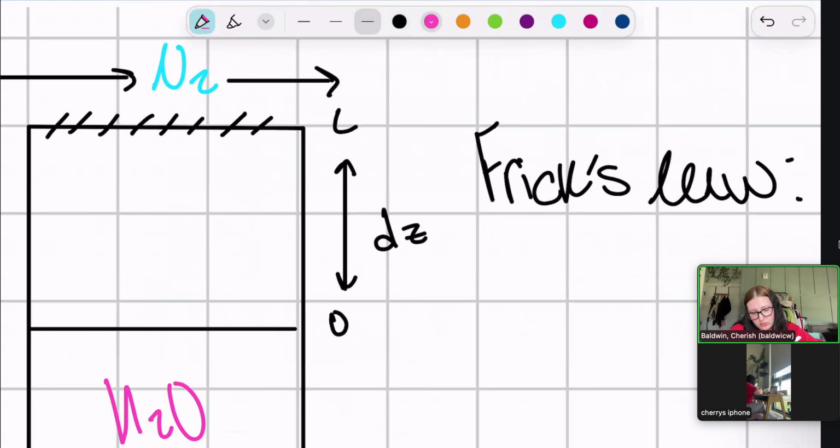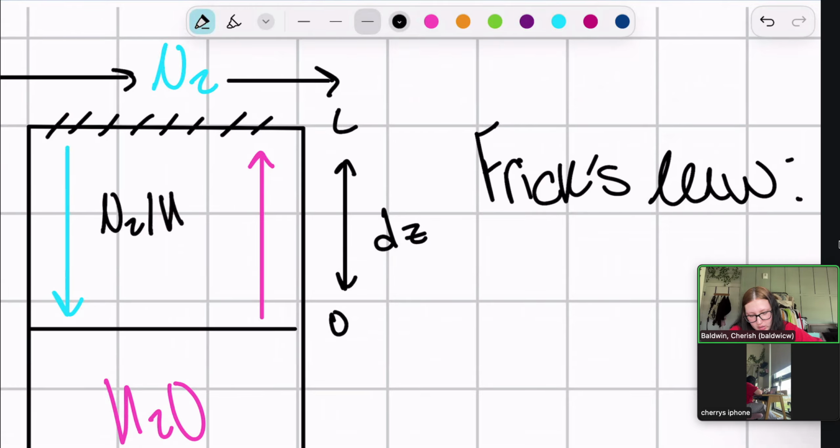So water would go from high to low concentration, so that would be up. And nitrogen would go from top to bottom, high to low. And this area in between is a mix of nitrogen and water.